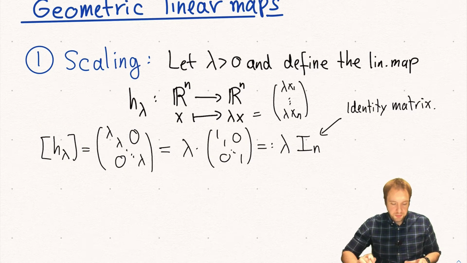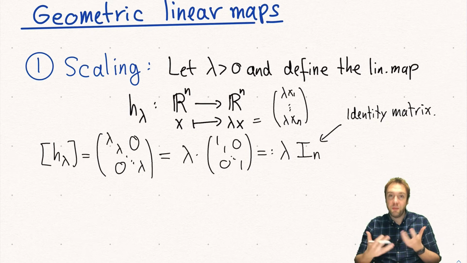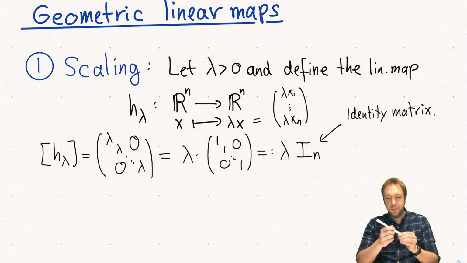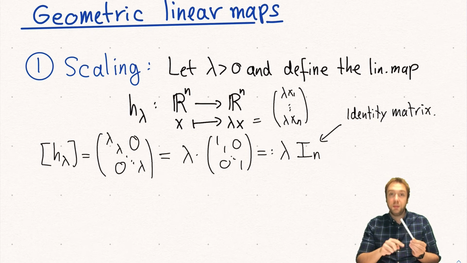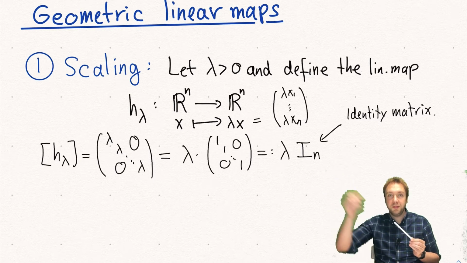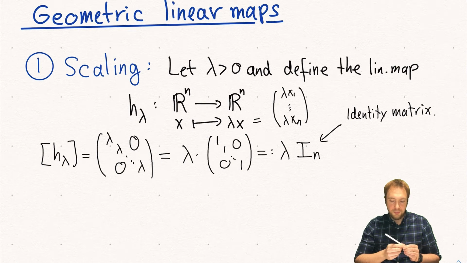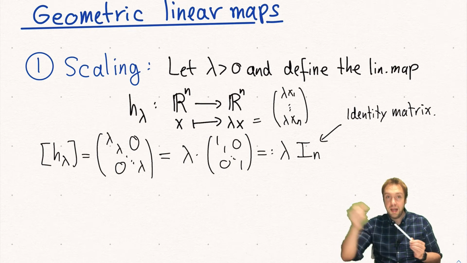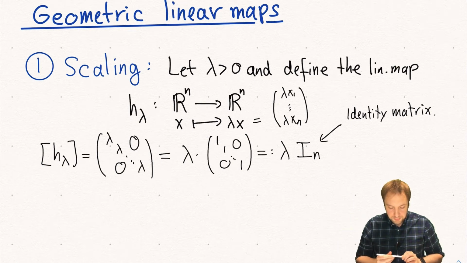Okay, so this is maybe not, well, it's some geometric linear map, because if I start with some vector and I apply this linear map, then this just scales this vector, so it just increases the length of this vector, the norm of this vector.